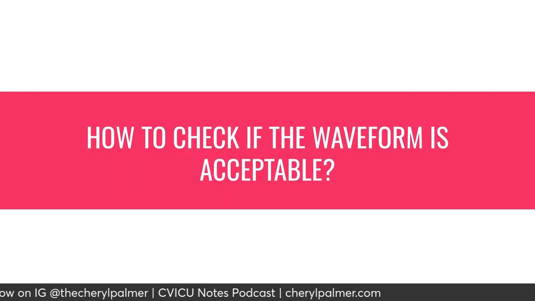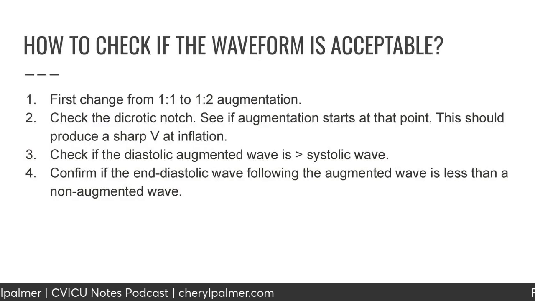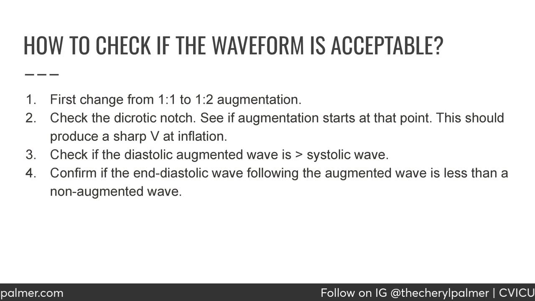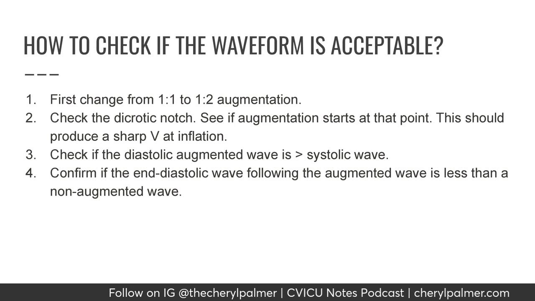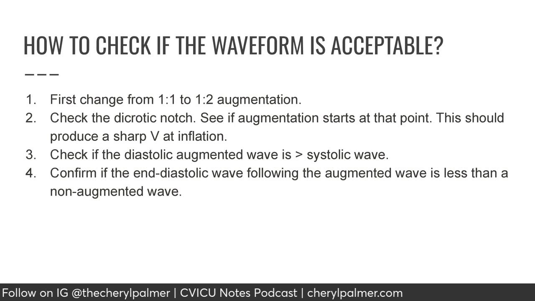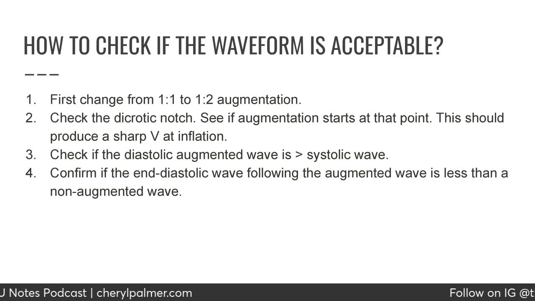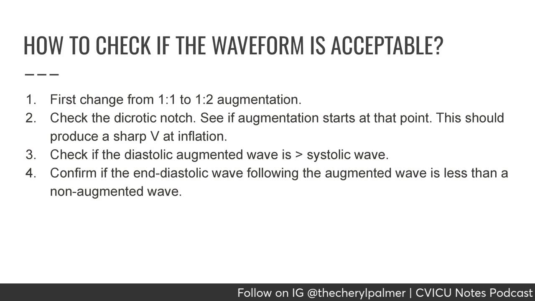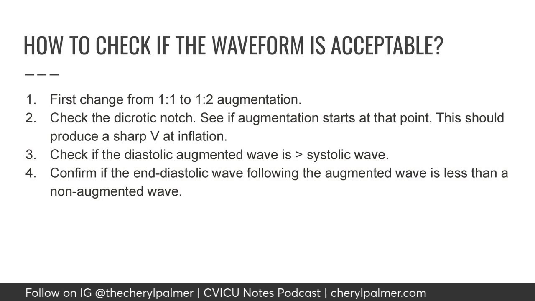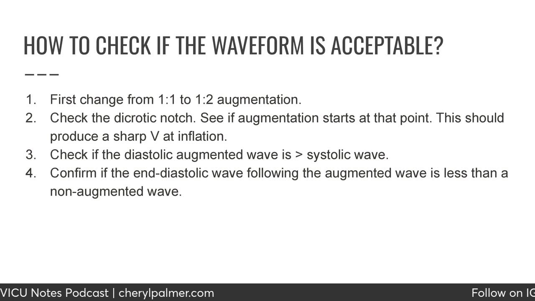How to check if the waveform is acceptable. First, change from 1 to 1 to 1 to 2 augmentation. Check the dicrotic notch. See if the augmentation starts at that point. This should produce a sharp V at inflation. Three, check if the diastolic augmented wave is greater than the systolic wave. Four, confirm the end diastolic wave following the augmented wave is less than a non-augmented wave.